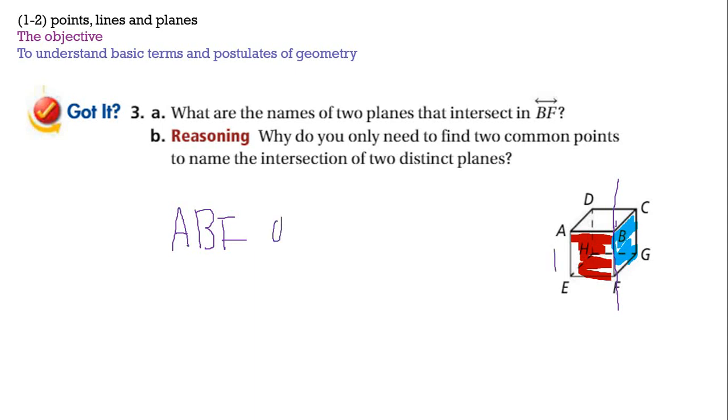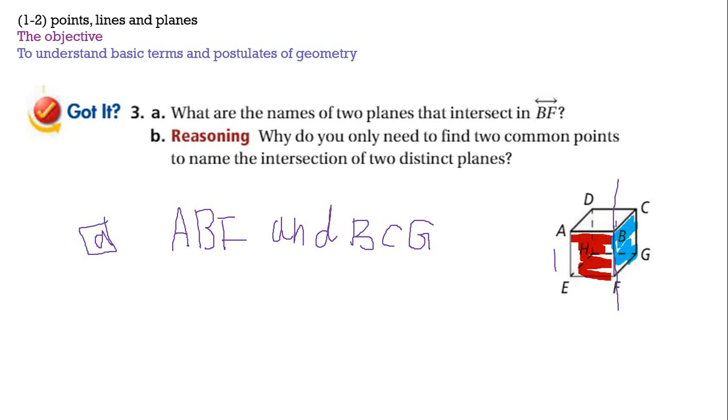Okay, and what about the next plane? I'm going to choose B, C, G. Now, why do you need to find 2 common points to name the intersection of 2 distinct planes? Why do I need to find only 2 common points? So the answer of A is this one.